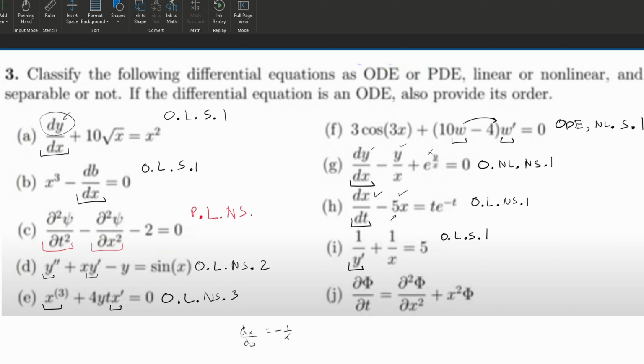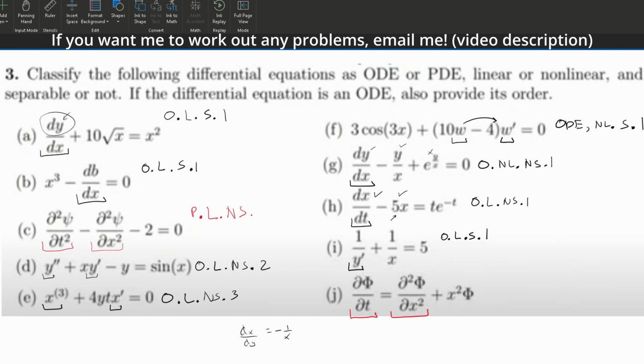Lastly, is this an ODE or PDE? Well, we have these two again right here, 2 different variables. The important part is that it's being derived by 2 different things on the bottom. And since it's the same variable being derived by 2 different things, it makes it a PDE. Now, is this linear or non-linear?